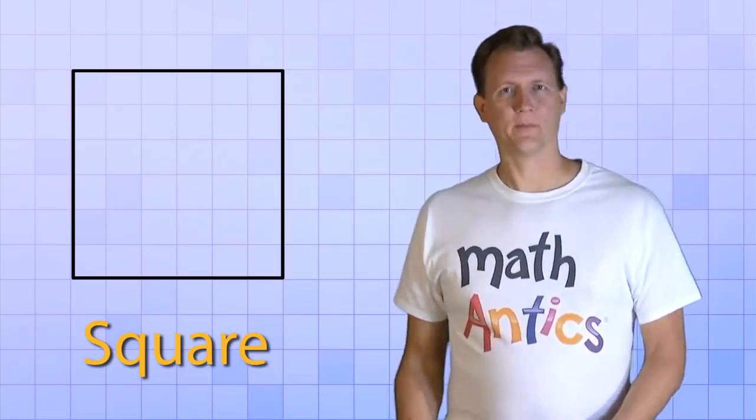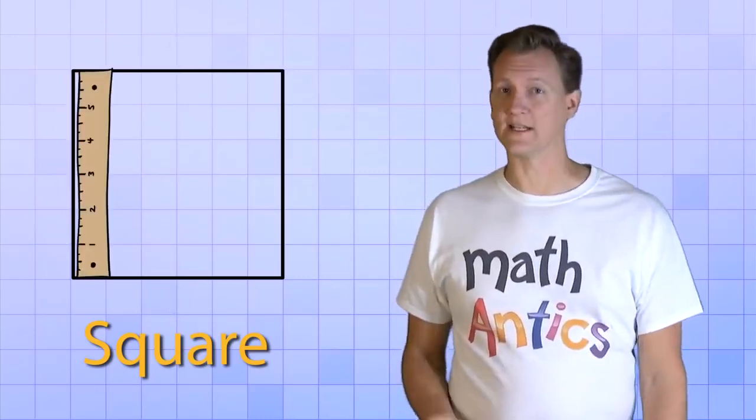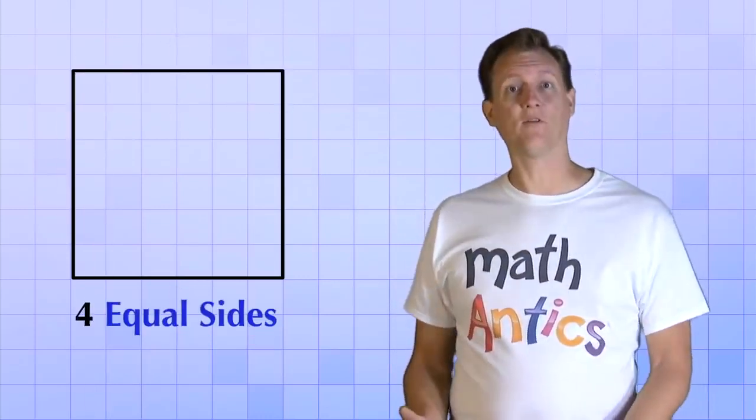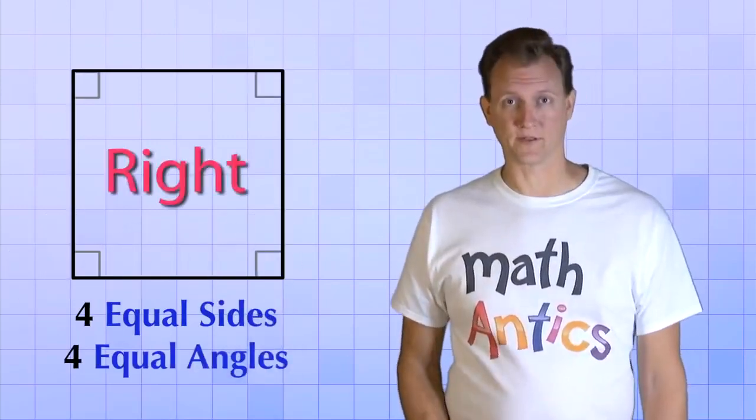And a square is a special kind of quadrilateral. It's a quadrilateral because it has 4 sides. And it's special because all 4 of those sides are exactly the same length, and all 4 of its angles are exactly the same size. In fact, they're all right angles.